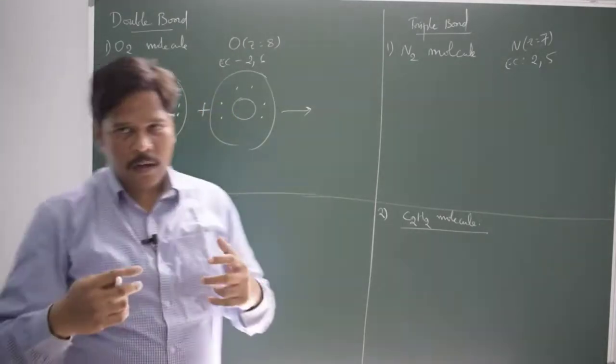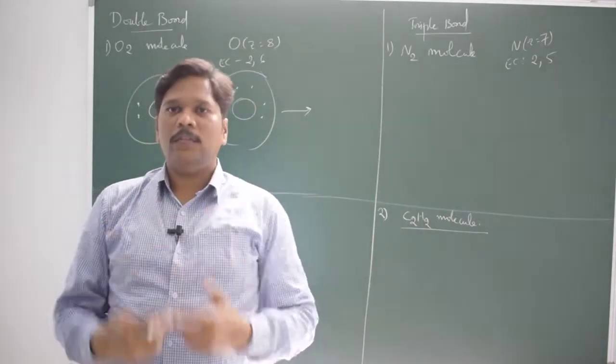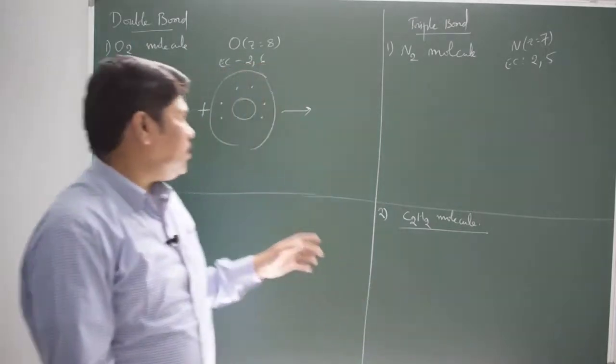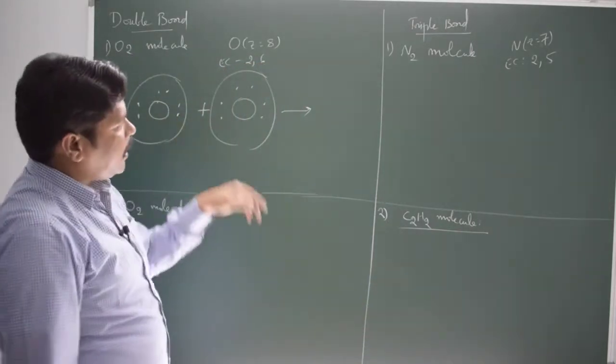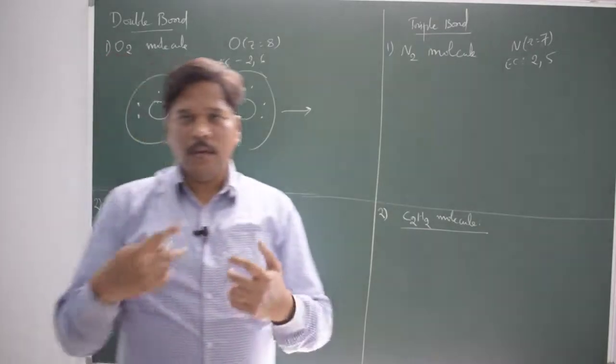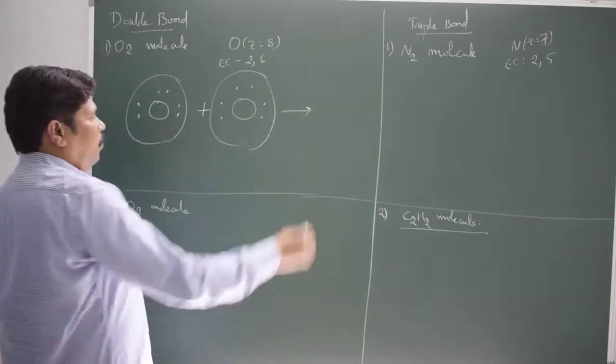So if each atom shares 2 electrons, then the bond formed is called a double bond. So with a contribution of 2 electrons from each atom, we call it a double bond. Or we'll have 2 pairs of shared electrons between the atoms, which represents a double bond.